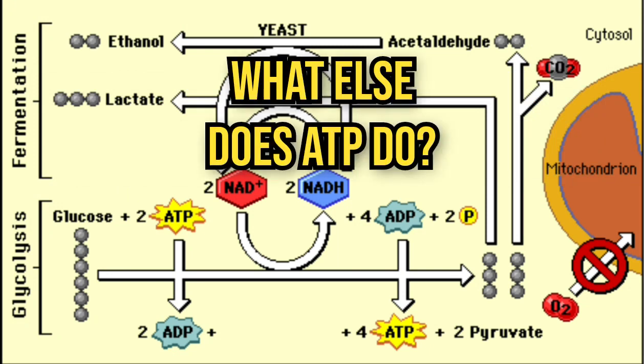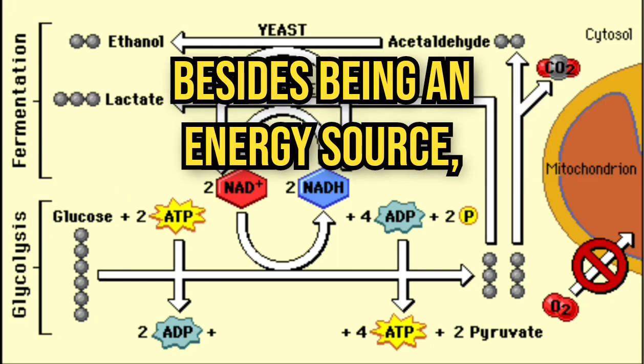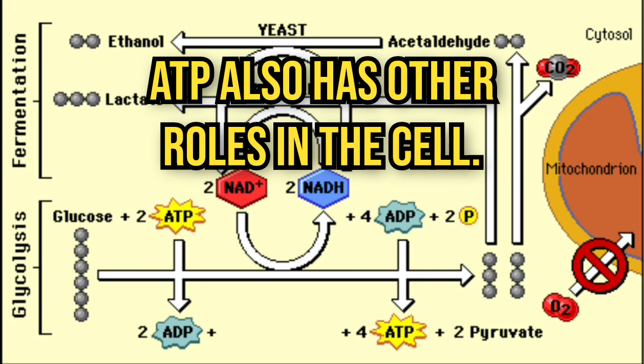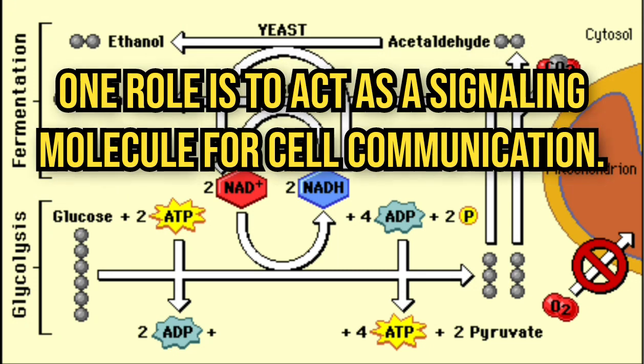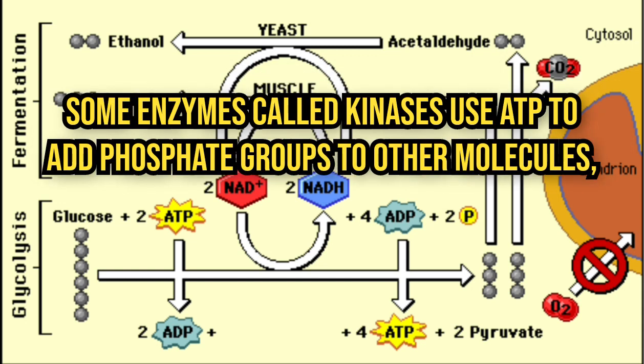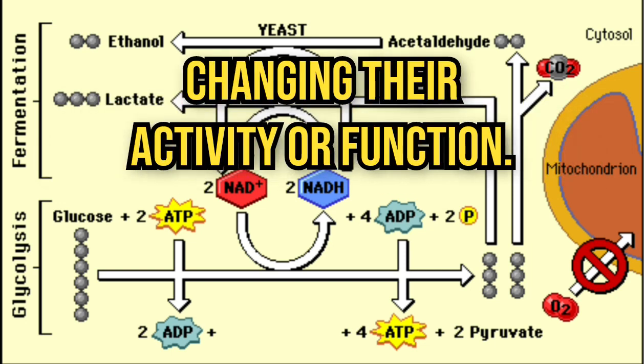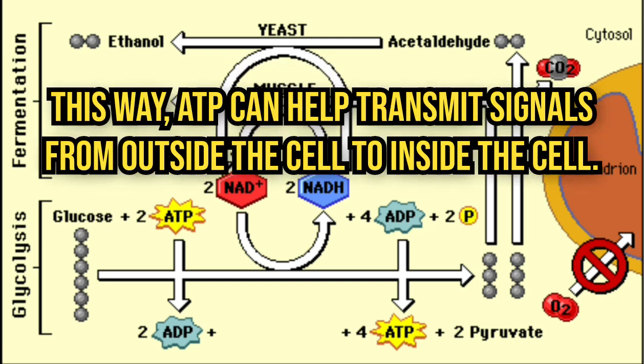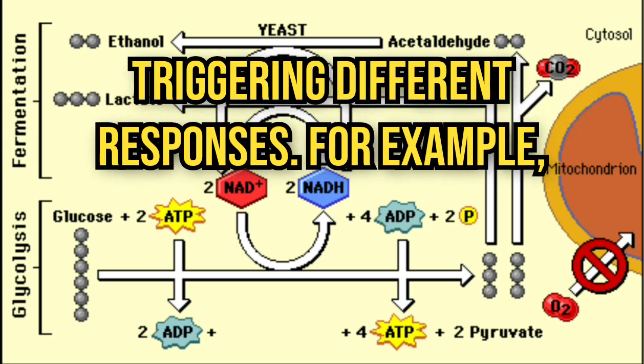What else does ATP do? Besides being an energy source, ATP also has other roles in the cell. One role is to act as a signaling molecule for cell communication. Some enzymes called kinases use ATP to add phosphate groups to other molecules, changing their activity or function. This way, ATP can help transmit signals from outside the cell to inside the cell, triggering different responses.